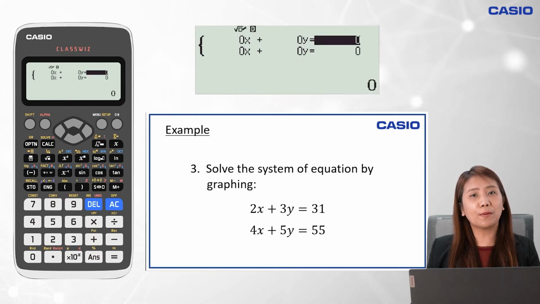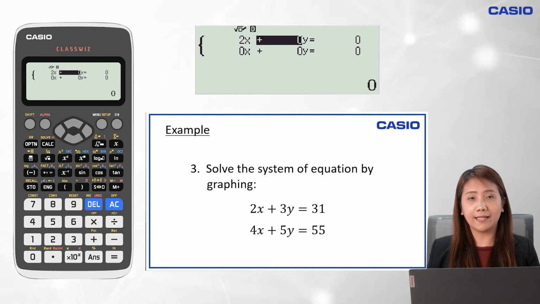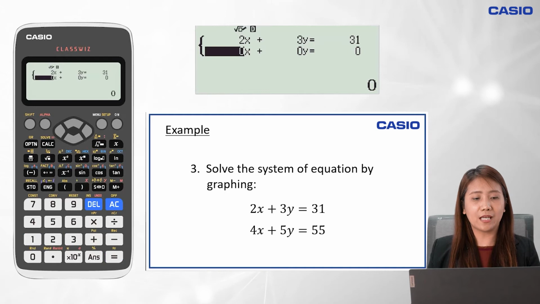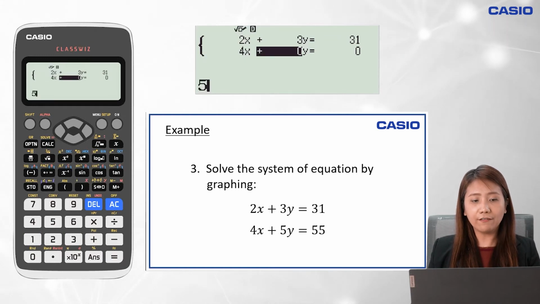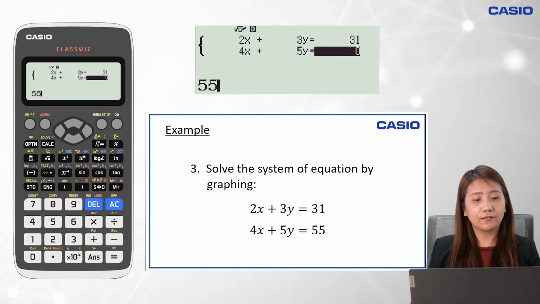Then, input the numerical coefficients and constant terms. Make sure the equations are in standard form. For the first equation, we input 2 followed by the equal sign, 3 followed by the equal sign, and 31 followed by the equal sign. This time, for the second equation, we input 4 followed by the equal sign, 5, equal sign, and 55, equal sign.